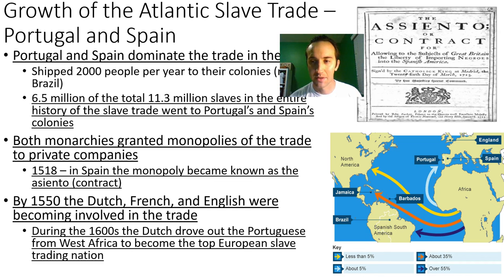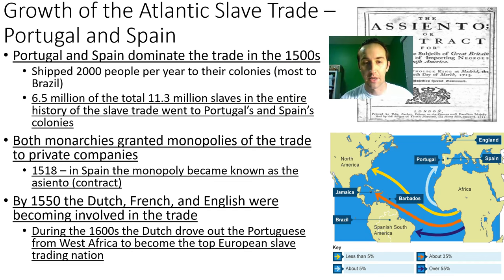By 1550, the Dutch, the French, and the English also start to want to get into this business with big money. And so during the 1600s, the Dutch drive out the Portuguese because the Dutch have better, stronger, faster ships, better guns, and the Portuguese start to weaken. And so they kick them out of West Africa to become the top slave trading nation. So the Dutch don't really settle too much, but they do make a lot of money.